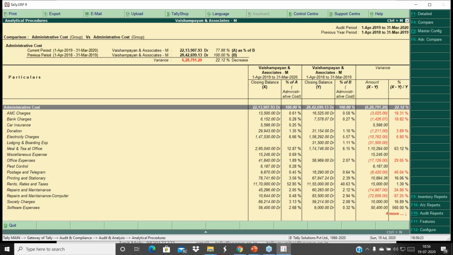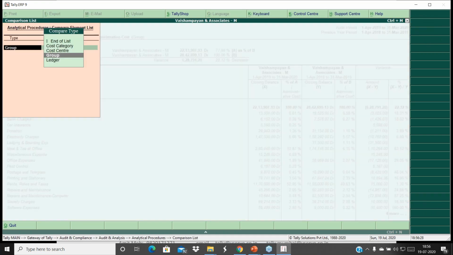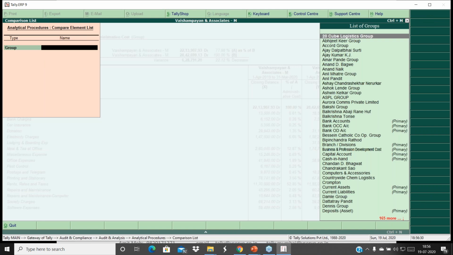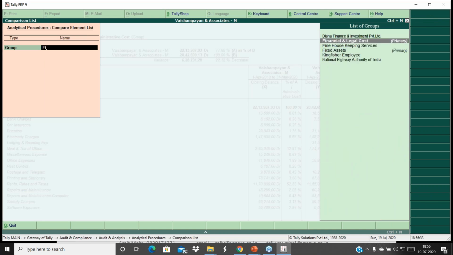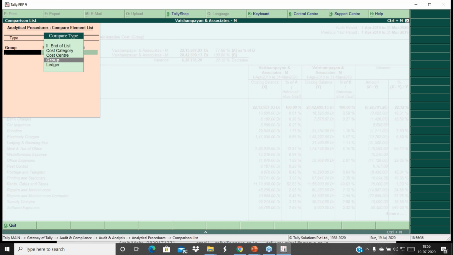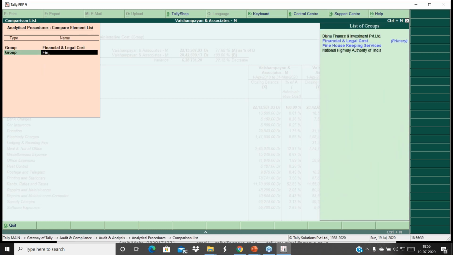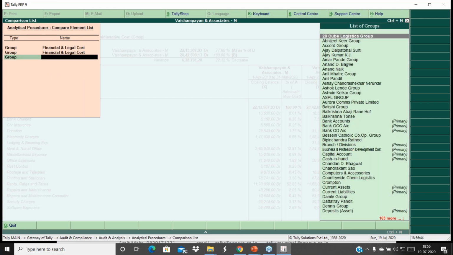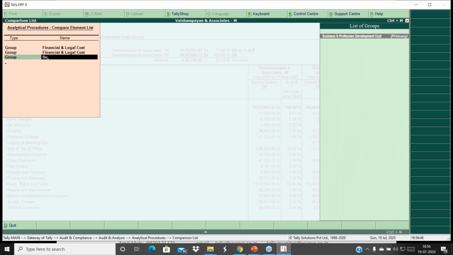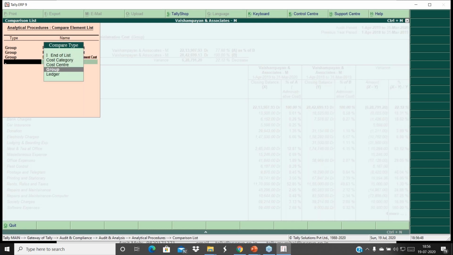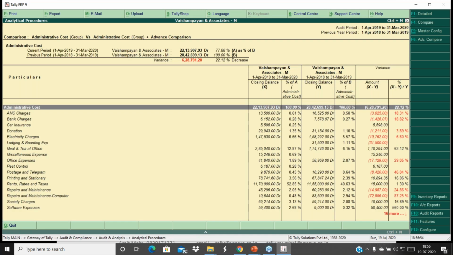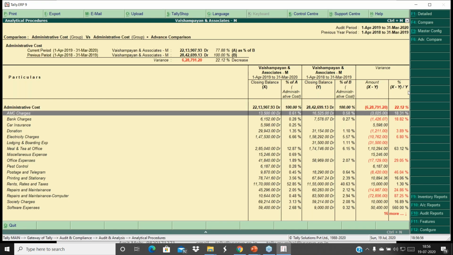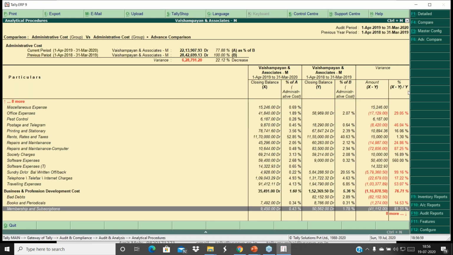So now I can compare my administrative cost. I can go for further advanced comparison and select one more group, say financial and legal cost, business development. Now I can compare my multiple groups and the resultant effect of that.